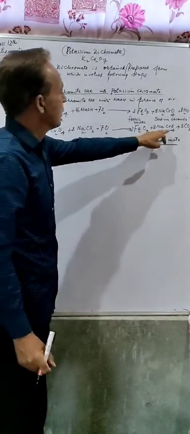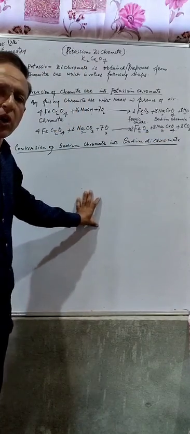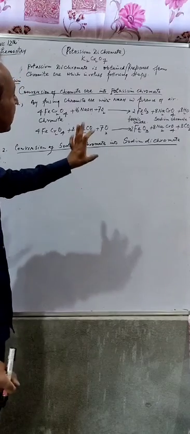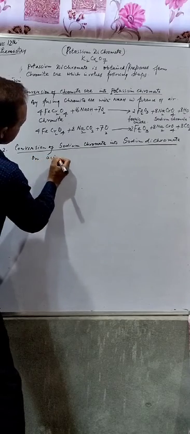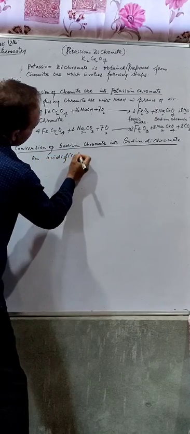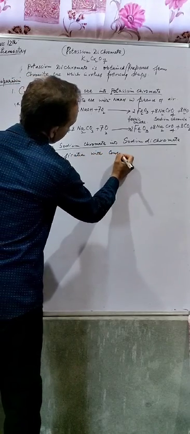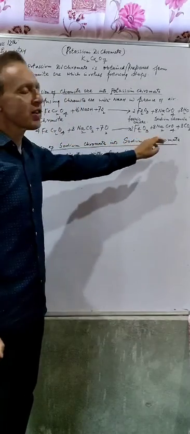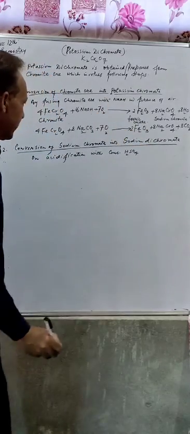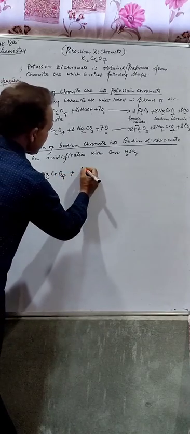The sodium chromate solution is now acidified with concentrated sulfuric acid. On acidification with concentrated H2SO4, sodium chromate is converted into sodium dichromate. So Na2CrO4 plus H2SO4.